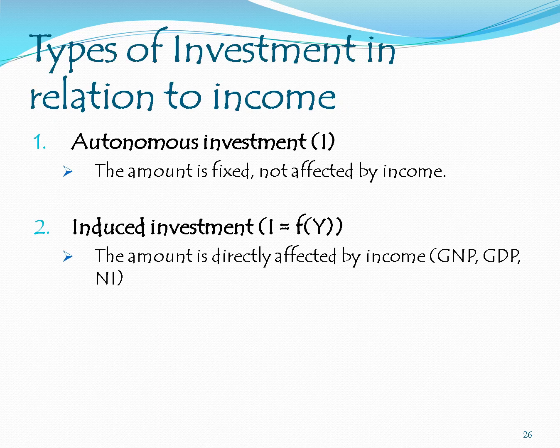So if consumption has autonomous, investment also has autonomous. What is the meaning of autonomous? Autonomous is fixed. It's not affected if the income is changed.